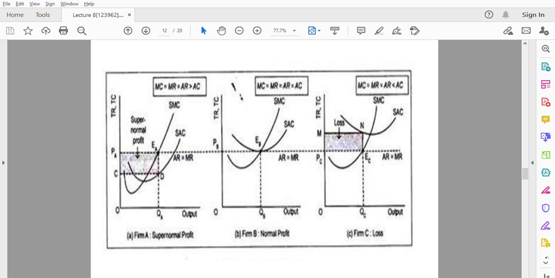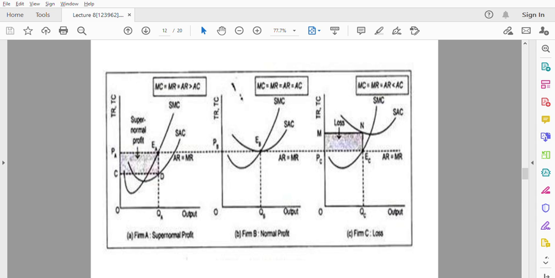But the first thing I would want you to know is profit is basically revenue minus cost. So if revenue is more than cost, you are making supernormal profit. If revenue is equal to cost, you are making normal profit or you are breaking even. That means you are not making profit, you are not making losses. And if revenue is less than cost, you are making losses or subnormal profits.